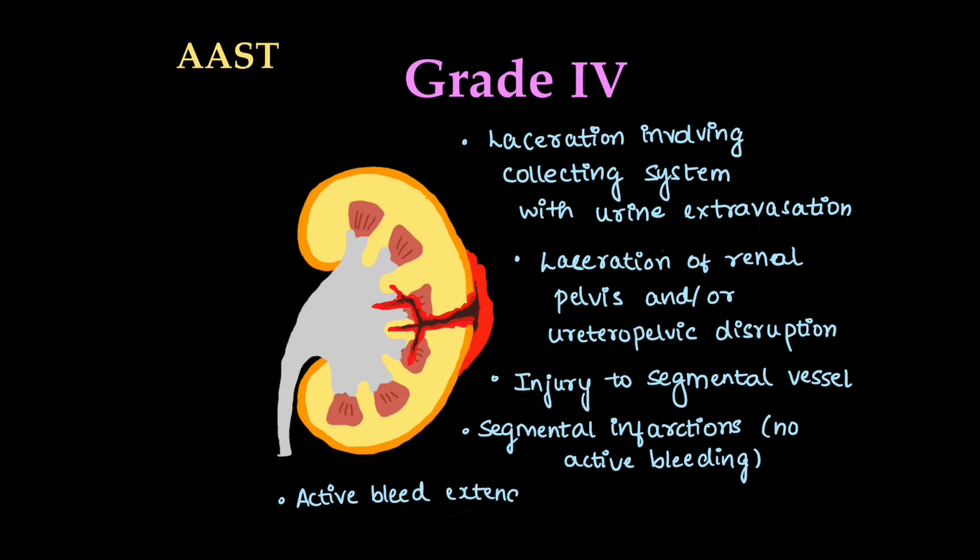Now active bleeding extending beyond the perinephric fascia also comes under grade 4. So if it is confined within perirenal fascia, it comes within grade 3. If it is extending beyond it, then it comes to grade 4. We'll see how it looks on CT.